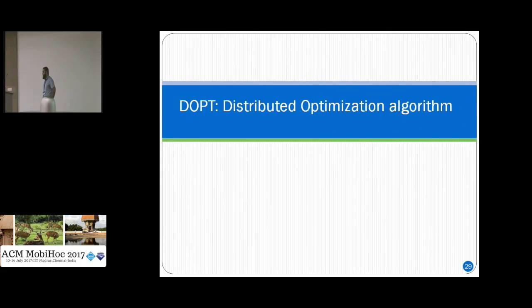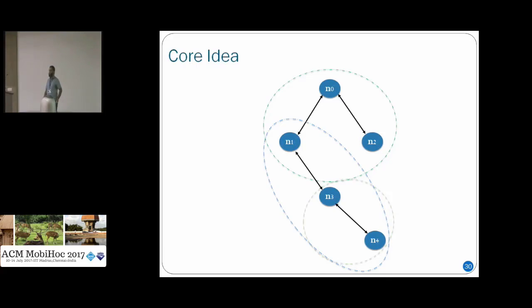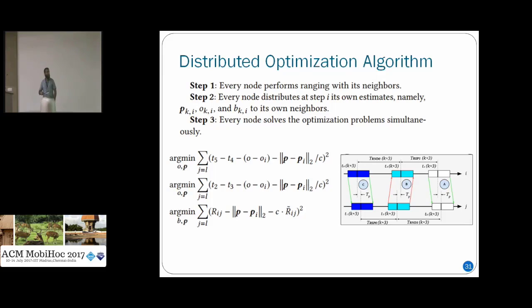The final algorithm is D-Opt. It's based on a distributed optimization algorithm, and it has the same core idea: every node keeps track of its neighbors only, and we keep doing this clustering. We don't need to keep the information of the whole network. The steps can be summarized in this algorithm. Every node performs ranging with its neighbors, then distributes the estimates, then every node solves these equations simultaneously to get the offset, the position, and the clock bias for itself.